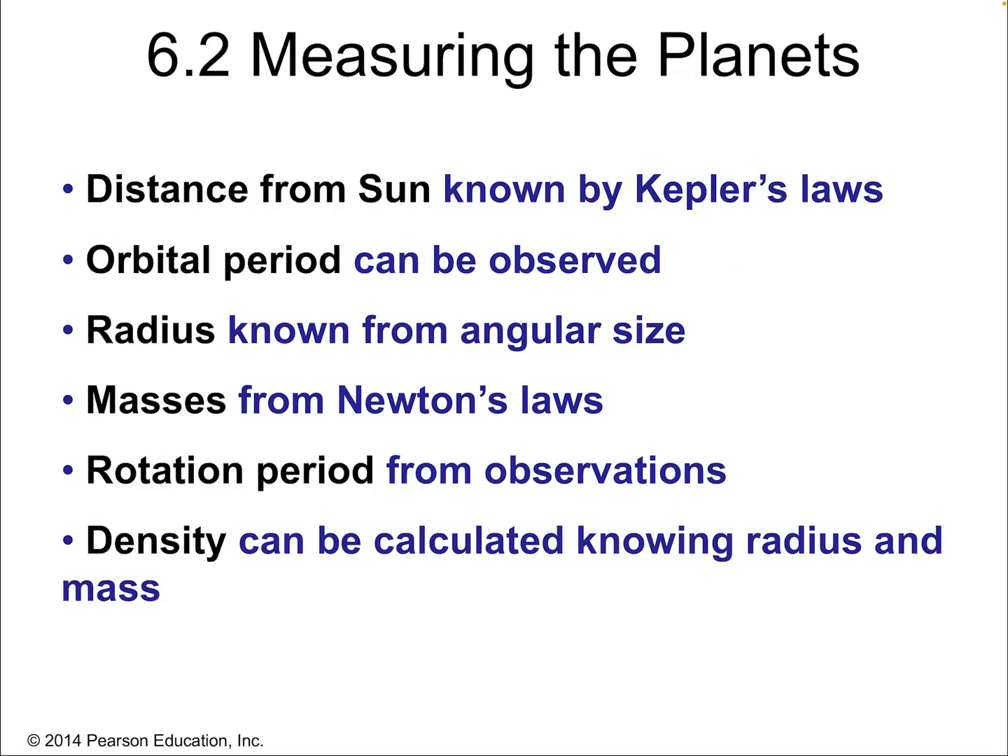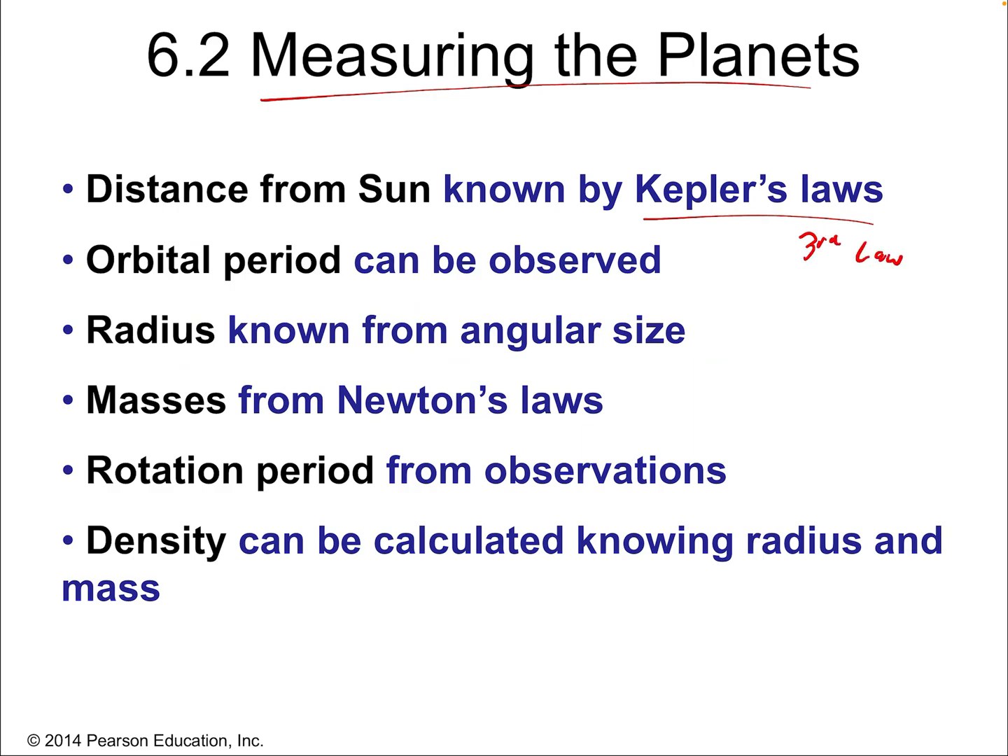All right, so what do we mean when we're talking about measuring the planets? Well, we need to know the distance from the sun, and we know that from Kepler's laws. We know that there's a relationship between the period and the radius of the orbit, particularly Kepler's third law.